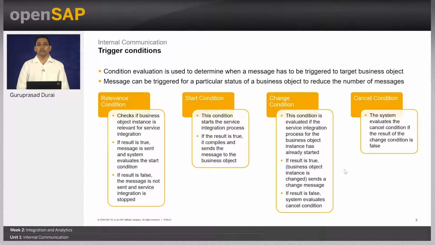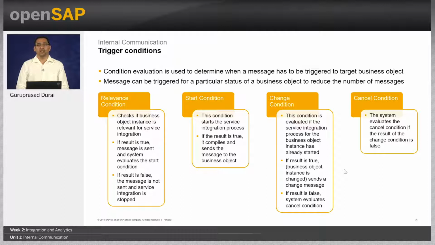Let's now talk about trigger conditions. The condition evaluations can be used to determine when a message has to be triggered from source business object to target business object. If you implement the evaluation logic for a condition, the system returns a Boolean value to express if the result is true or false. For example, you can trigger the message based on the status of a source business object. Below are the evaluation conditions: relevance condition, start condition, change condition and cancel condition. Now, I will get into the detail of each of these conditions.